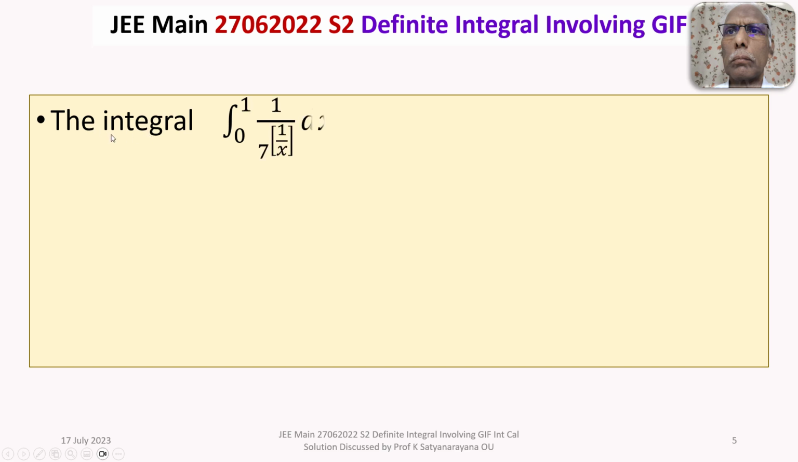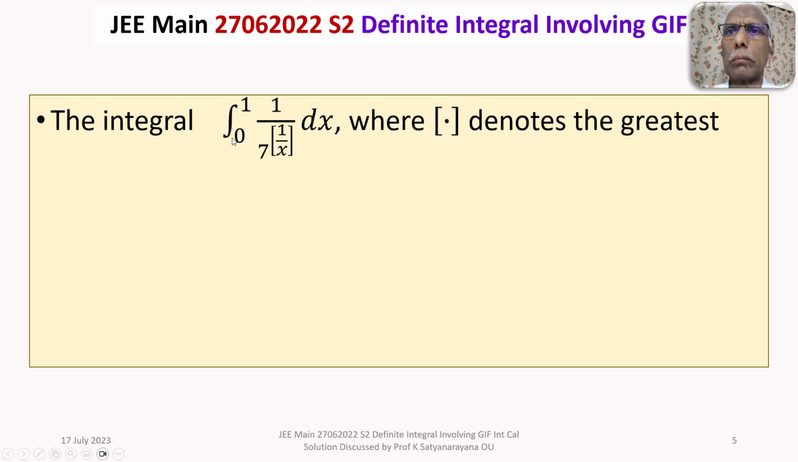The given question is the integral from 0 to 1 of 1 by 7 to the power of bracket 1 by x dx, where bracket denotes the greatest integer function, is equal to. So we have to evaluate this definite integral from 0 to 1 of 1 by 7 to the power of bracket 1 by x with respect to x, where bracket is the greatest integer function.